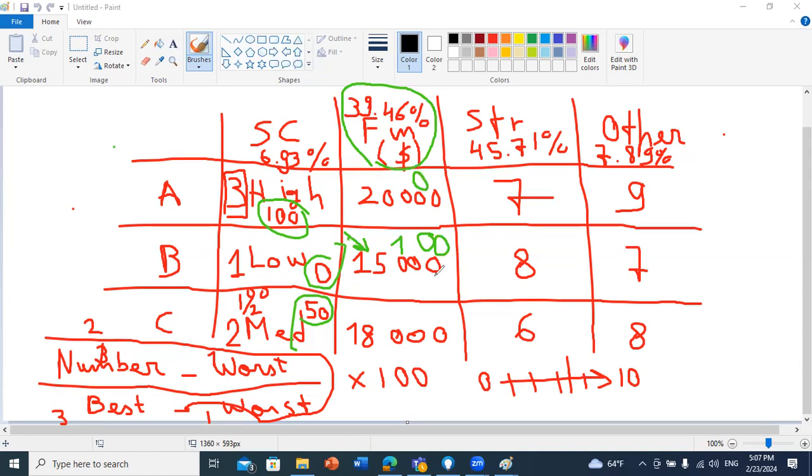Okay, after this, for 18,000 you need to perform a calculation. So you say the number that I have is 18,000 minus the worst scenario, which is characterized by a cost of 20,000. So minus 20,000. Okay, and over the best price, which was 15,000. So over 15,000 minus 20,000.